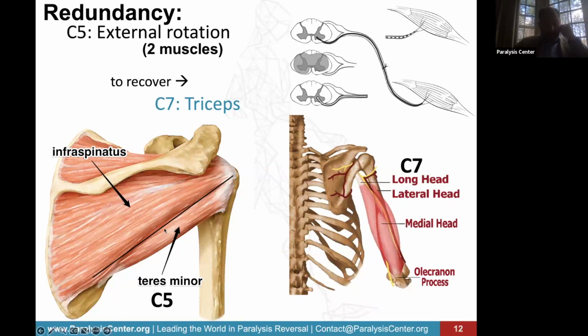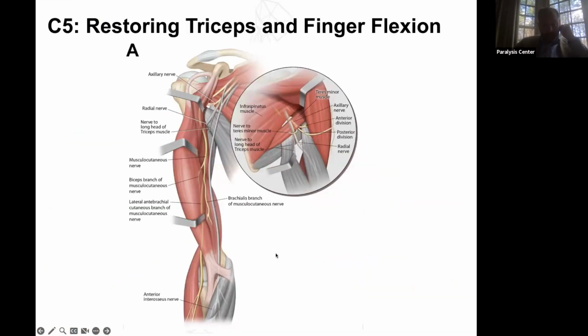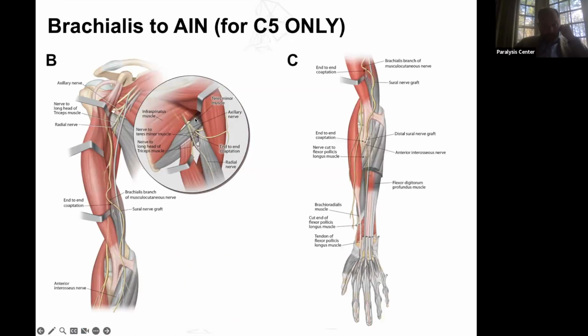So I can take that muscle, we leave the function intact, I can take its nerve and send it downstream to a much lower muscle, which is the triceps in this case. And so this is, again, the trade-off. We're taking a nerve branch to this muscle right here, and we want to send it to this muscle right here. And that's what that looks like. So now that one's gray, and this one turns red, and that external rotation becomes elbow extension.